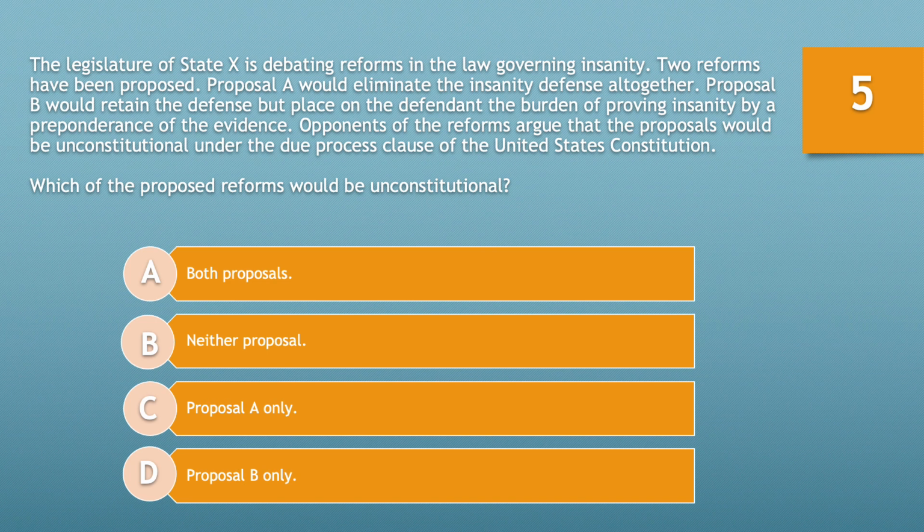Now let's look at number 5. The legislature of State X is debating reforms in the law governing insanity. Two reforms have been proposed. Proposal A would eliminate the insanity defense altogether. Proposal B would retain the defense but place on the defendant the burden of proving insanity by a preponderance of the evidence. Opponents of the reforms argue that the proposal would be unconstitutional under the Due Process Clause of the United States Constitution. Which of the proposed reforms would be unconstitutional?